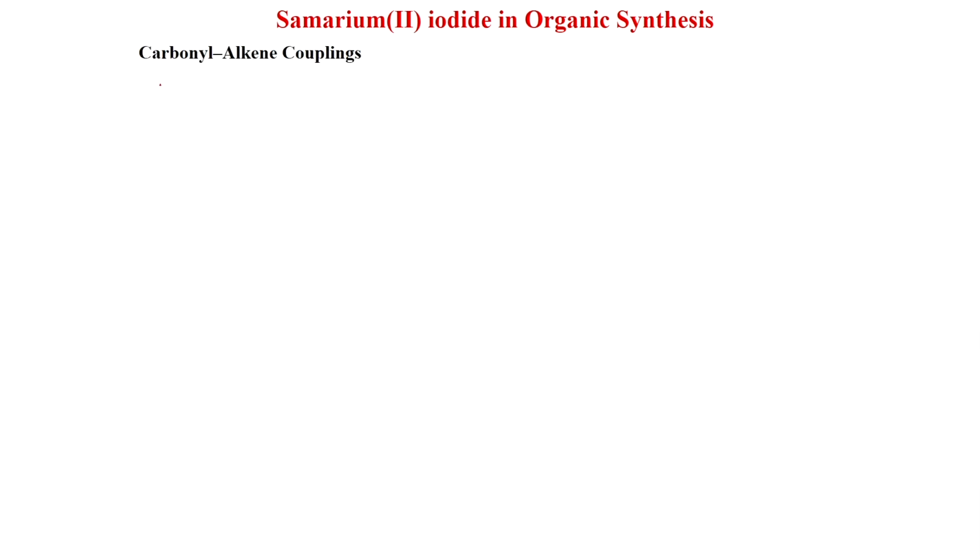Now, we will discuss another important reaction, carbonyl alkene coupling. This is also a very important reaction. Carbonyl group reduction we have seen, then carbonyl dimerization we have seen, and now we will discuss whether a carbonyl can react with electron deficient olefins and whether C-C bond formation is possible.